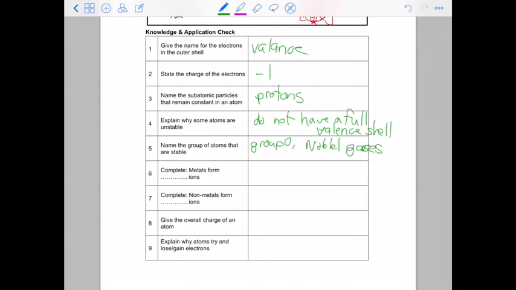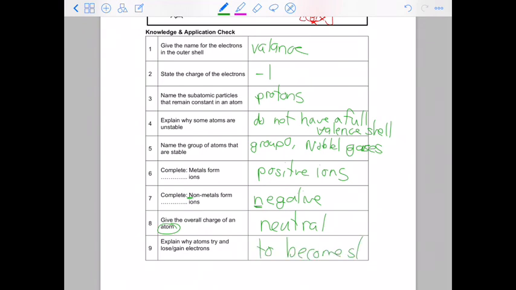We know that metals form positive ions. We know nonmetals form negative ions. The way I remember this is nonmetals and negative both start with the same letter. The overall charge of an atom we know is neutral, or it has no charge. And why do they gain or lose electrons? To become stable.